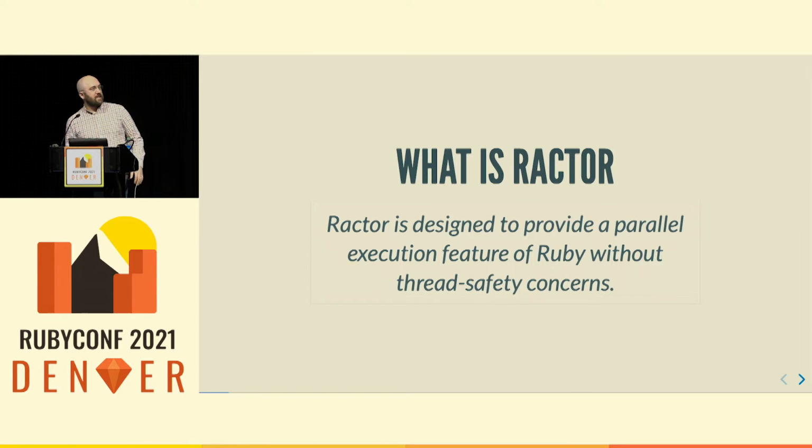Ractor is designed to provide a parallel execution feature of Ruby without thread safety concerns. That's from the official README. It's new and still experimental in Ruby 3. It was done by Koichi Sasada, who is also responsible for YARV, the Ruby VM that was introduced in 1.9. I actually started this exercise by doing it in threads and set it aside in frustration after not wanting to deal with Ruby threading problems. And when I picked it up again and did it in Ractor, it all kind of fit in place perfectly.